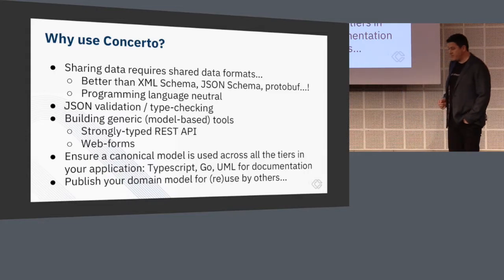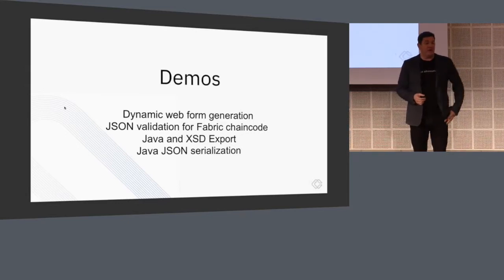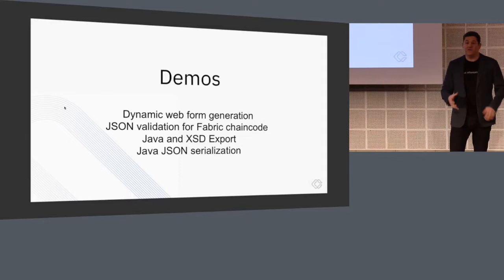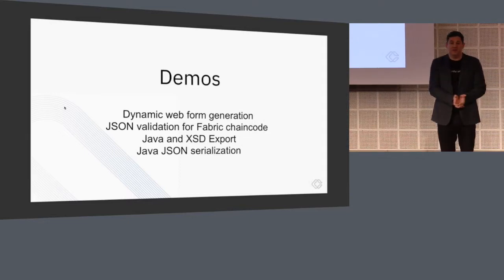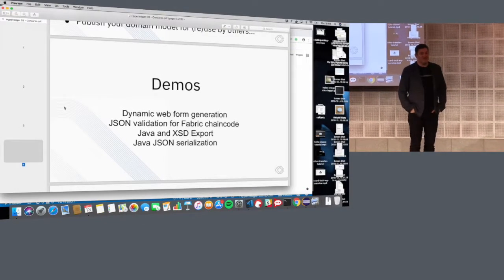And then finally, publish your model for reuse by others, right? People say blockchain is a team sport. It's about interacting with others. So once I've defined a data model on my end, often I want to publish it for reuse by others. So that's the setup. I hope that made sense. And now Matt is going to hopefully wow us with some demos.